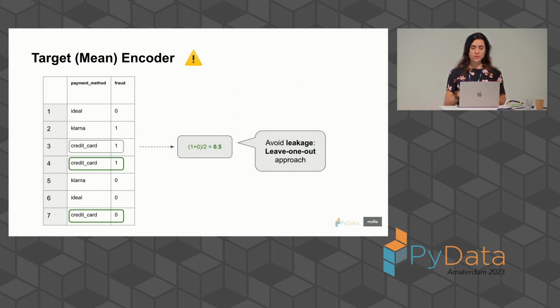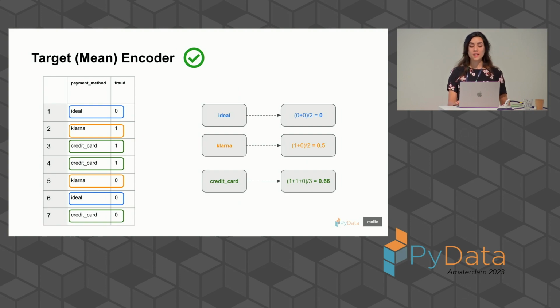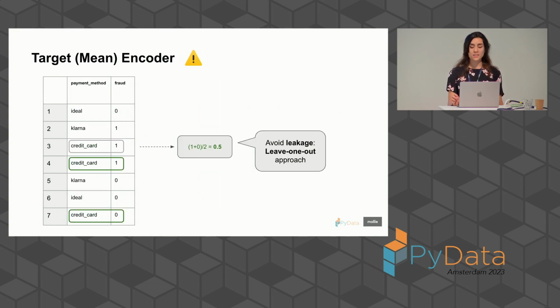Something to be careful here, and it could be argued that this leads to some sort of data leakage. Why? Because when we're calculating the value for a single payment, we also take into account the target value of that single payment. And in production, when we have an incoming payment, we don't yet know its target. So it doesn't fully mimic how it would look in production.